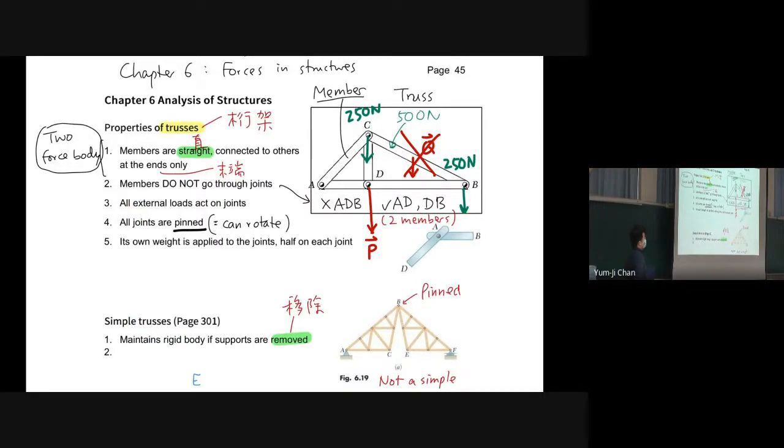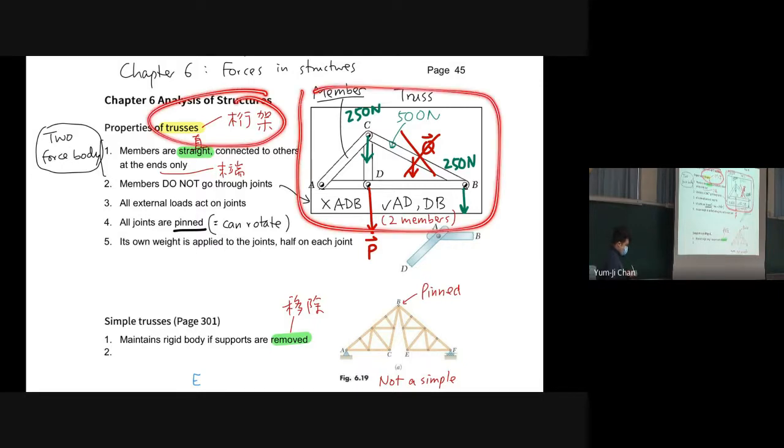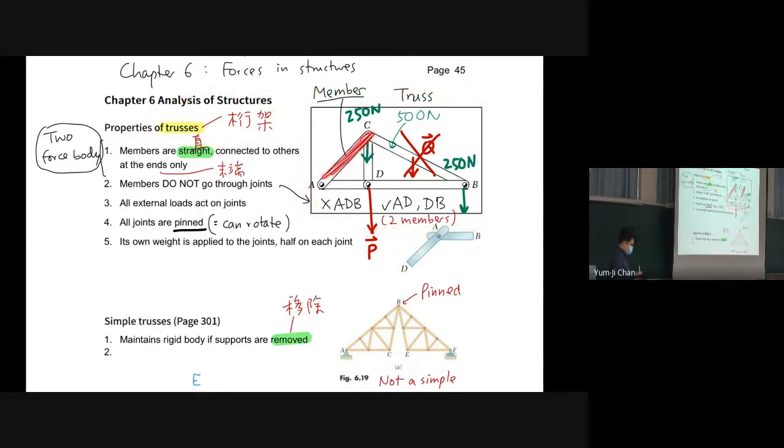We are now in chapter 6, forces in structures, and the first type of structures we talk about is trusses. This is a truss, and the whole structure is a truss, and each rod is a member. All members are two-force bodies. If we have one structure A, D, and B, these are considered as two members, AD and DB. We are not talking about ADB. We are talking about AD and DB.